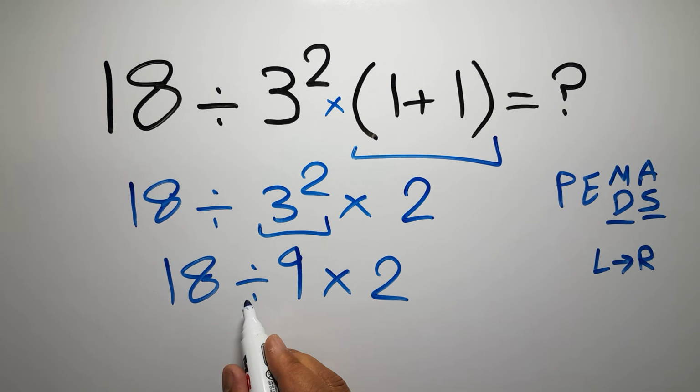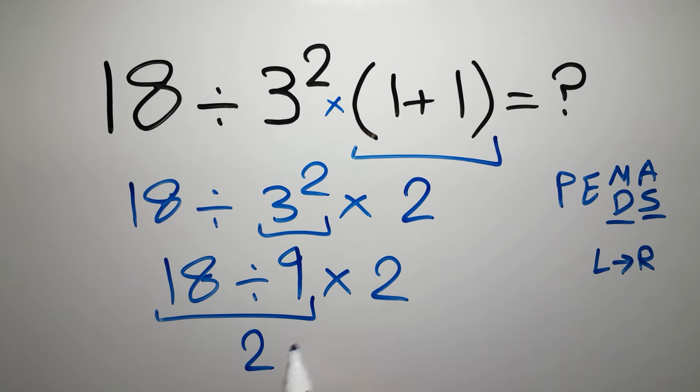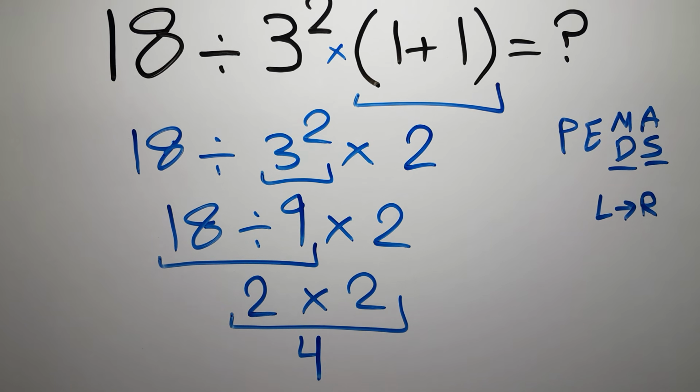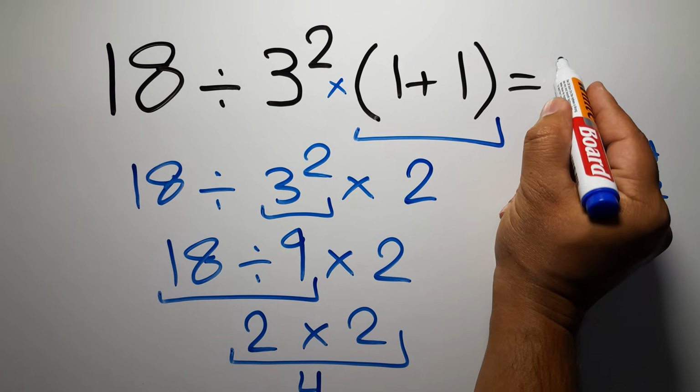Multiplication and division have equal priority and we have to work from left to right. 18 divided by 9 gives us 2, and 2 times 2 is just 4. This is our final answer to this problem. The correct answer is 4.